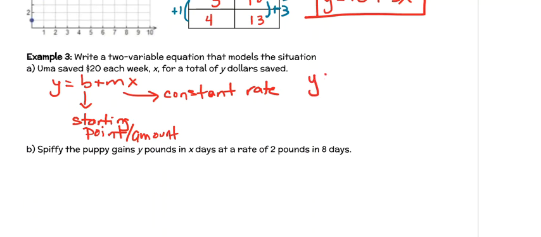So you're going to have y equals, what does 20 represent? Is 20 how much she's starting off with, or is 20 how much it's increasing every week? 20 is how much she saved each week. So she's starting off, we're going to assume right now that she has $0. So your b is going to be 0, and it's increasing by 20 each week, which is going to be 20x. Okay? And that's it. Your equation is going to be y equals 20x.